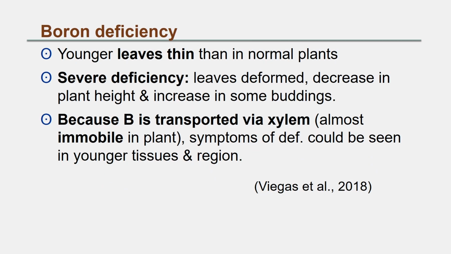Boron is also a very important nutrient, particularly for fertilization of the crop and seed setting. So, younger leaves are thinner than in normal plants. Severe deficiency results in deformed leaves, decrease in plant height and increase in some buddings. Because boron is transported via xylem, it is almost immobile in the plant. So, symptoms of deficiency could be seen on younger tissues and regions. So, it cannot be redistributed from the lower leaves. Therefore, deficiency symptoms come on the young tissues or newly formed buds or areas of the plant.